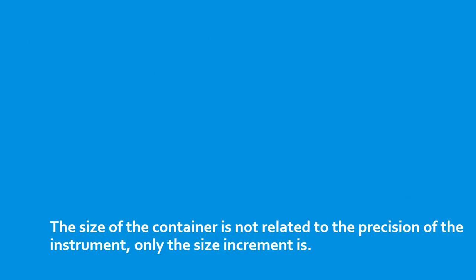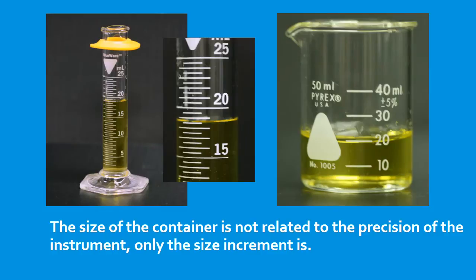The size of the container is not related to the precision of the instrument. Only the size of the increment is. So only the size of the increment affects the precision of the instrument. So as we can see, we have the same volume of liquid in both containers. In this case here, we have a 25 milliliter graduated cylinder, and we have a 50 milliliter beaker. When we look at the volume here, the volume seems to be approximately 20 milliliters. And if we look at our increment, we go from 10 to 20. So we're increasing by 10.